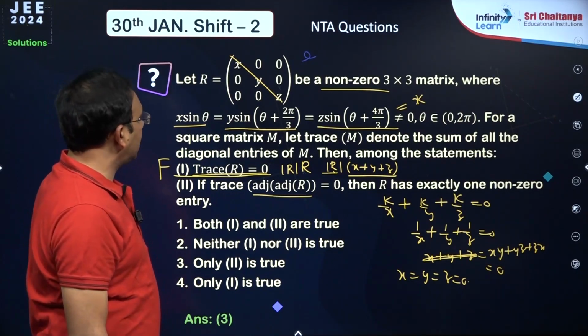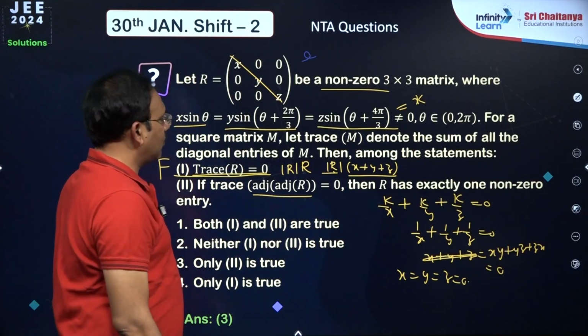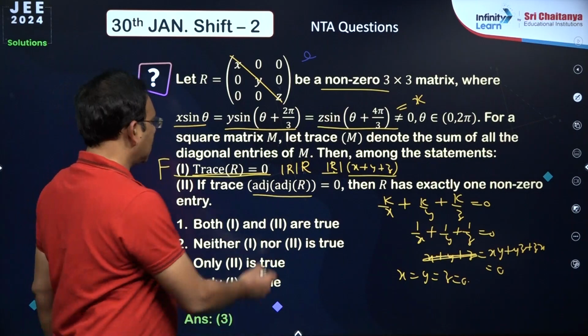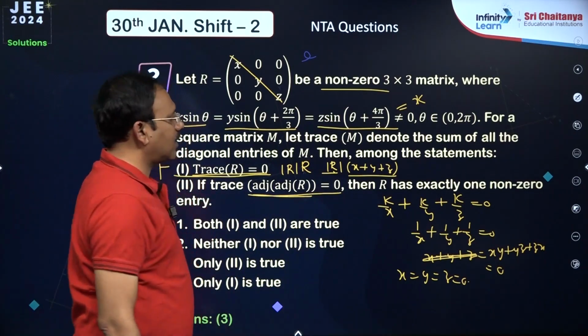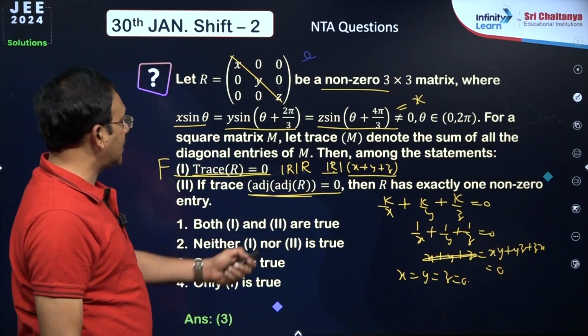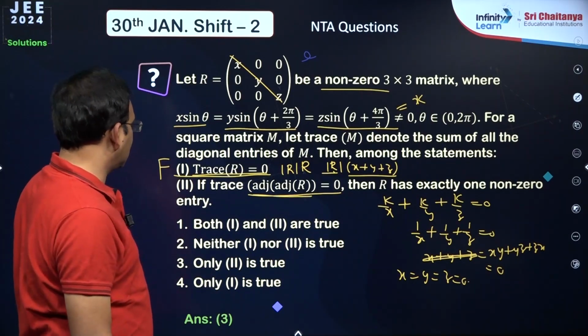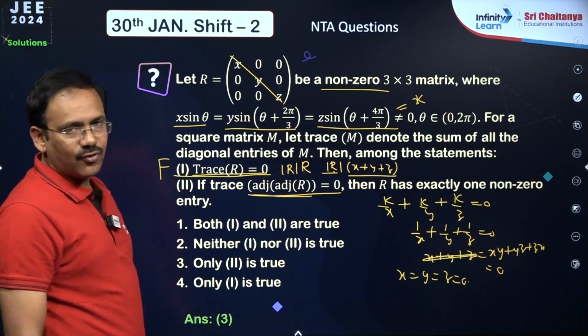And hence det R, you see, neither x nor y nor z must be 0, my dear friends, and hence this possibility is not there, and hence you can say that exactly one of them non-zero entry we can't assure. We can say that both the statements will be false.